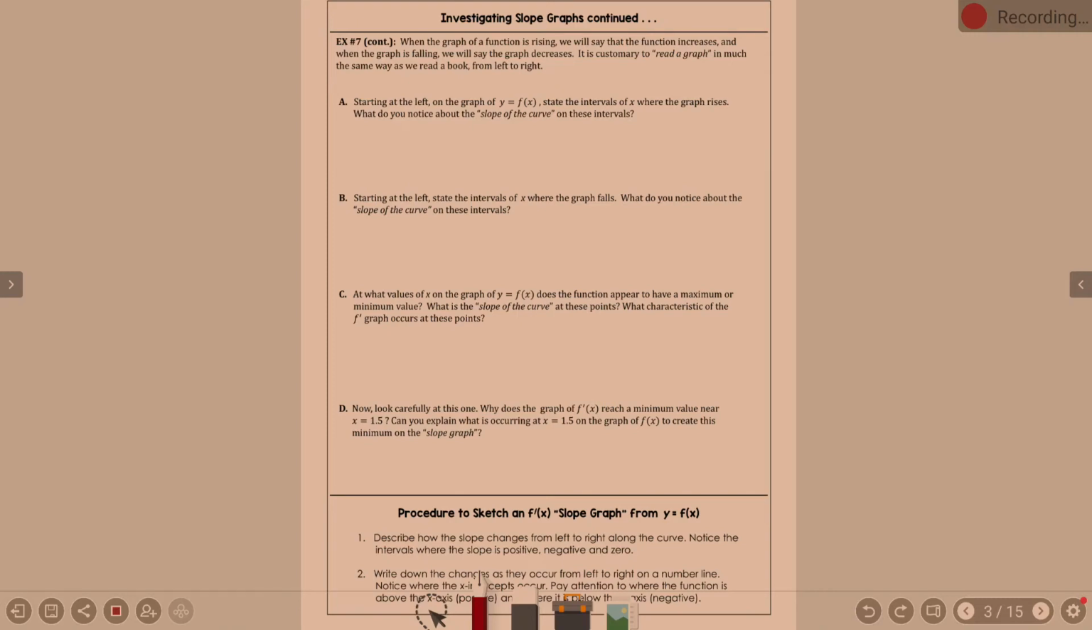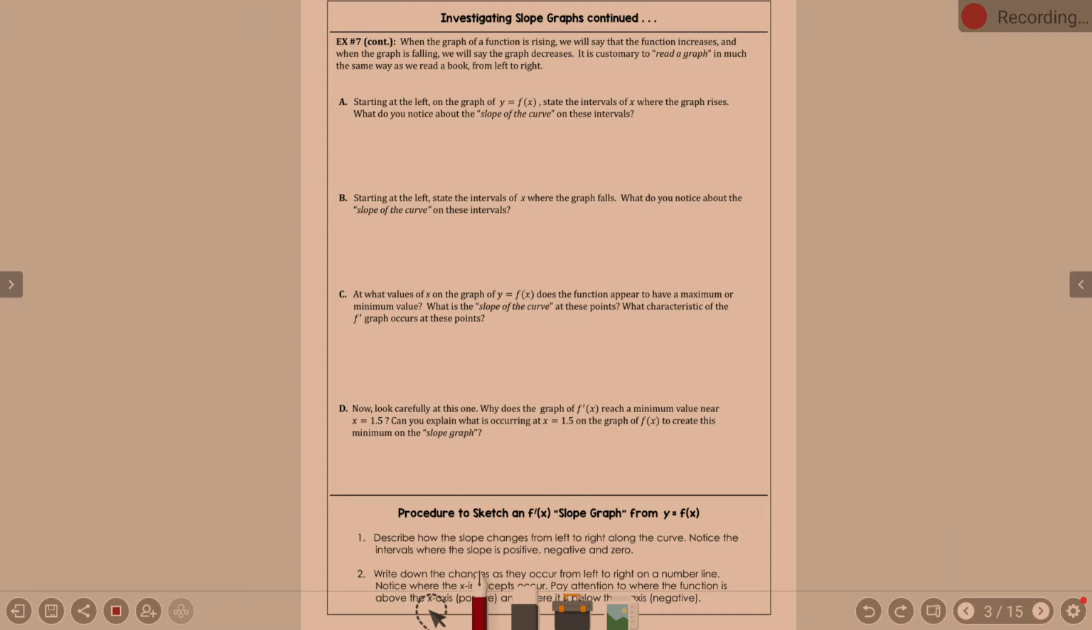Now, starting at the left, on the graph of f of x, state the intervals of x where the graph rises. What do you notice about the slope of the curve on these intervals? So I guess we're flipping back and forth here. I'm just going to open my notes here so I can see both pages.